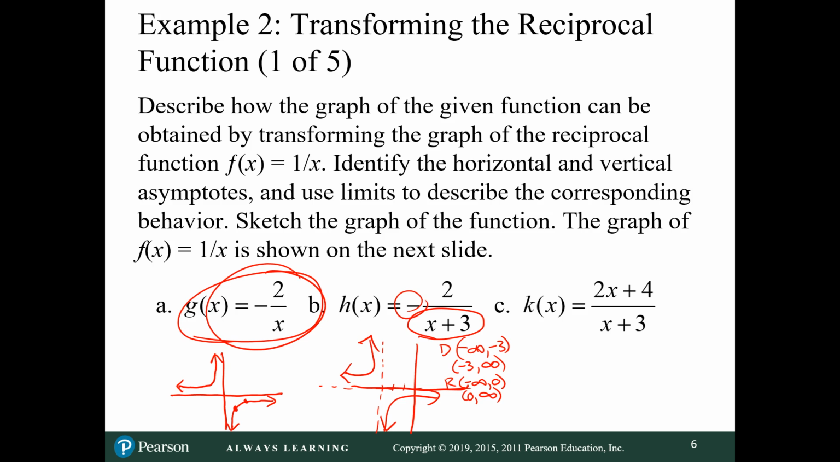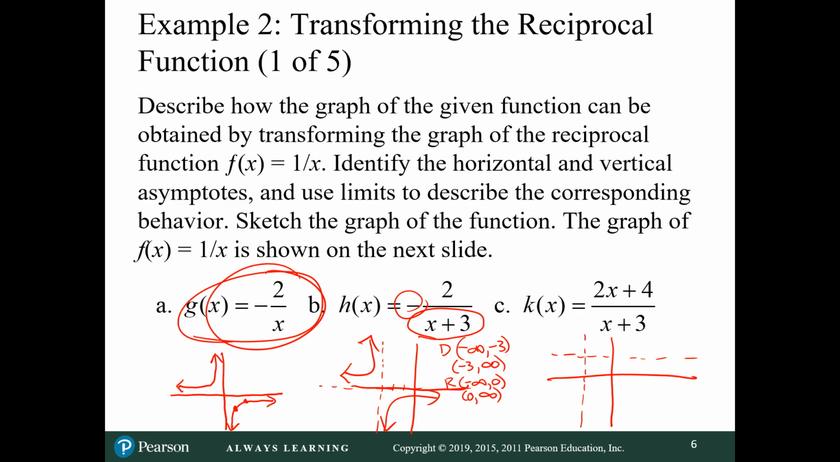And then this one is a little more complicated. Okay. This one has a vertical asymptote at negative 3, but its horizontal asymptote is not at 0. It's actually got a horizontal asymptote at 2. Okay, up here at 2.